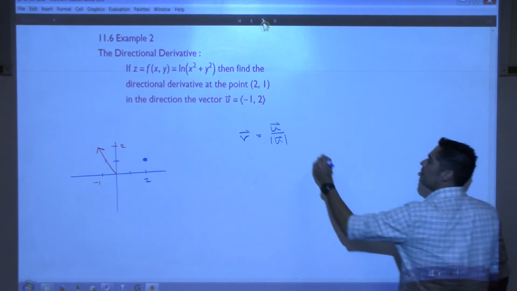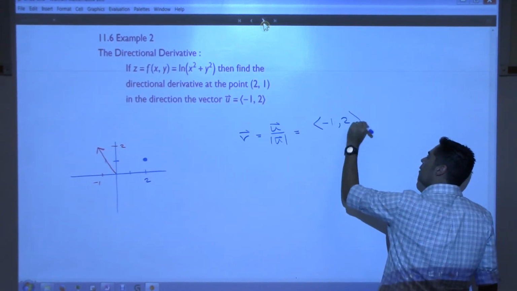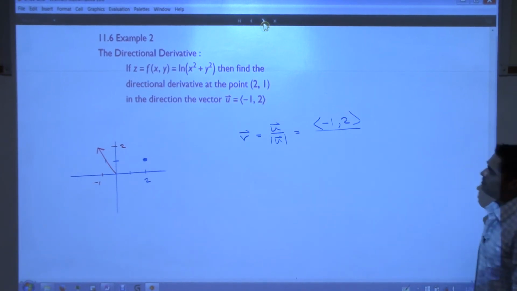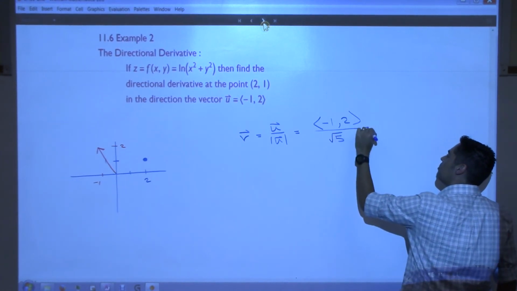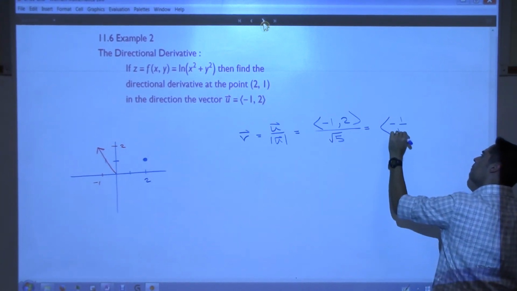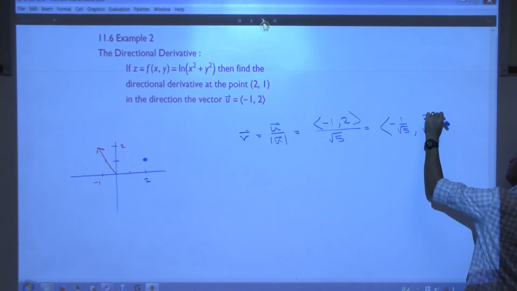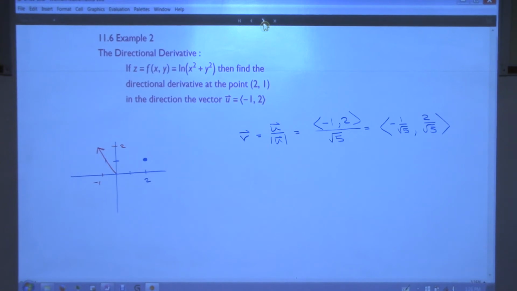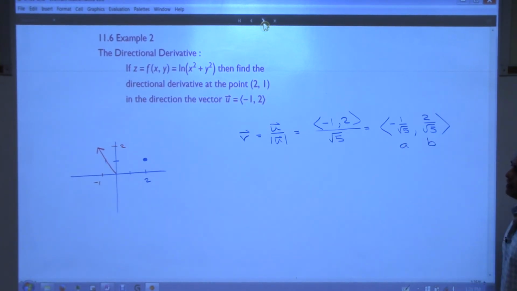So we just take the vector u and then divide it by its own length. What is the length of u? Square root of 5, right? So I'm just going to divide each of the components by its own length. And that's it. Yes, you could rationalize, but I'm just going to leave it like that. So this is a and b. We agree with that? All right, so I need some partials.